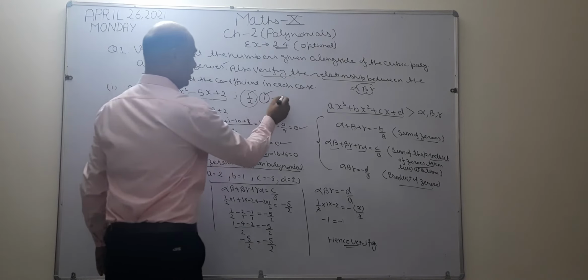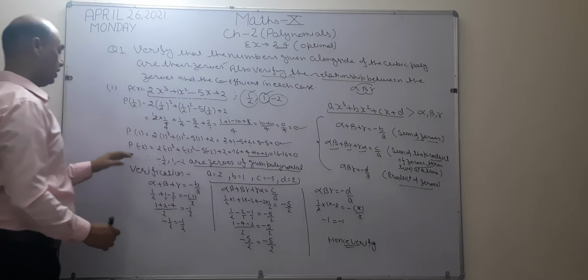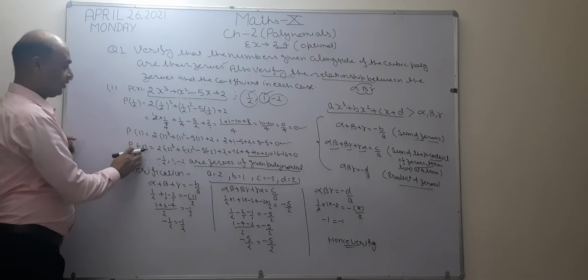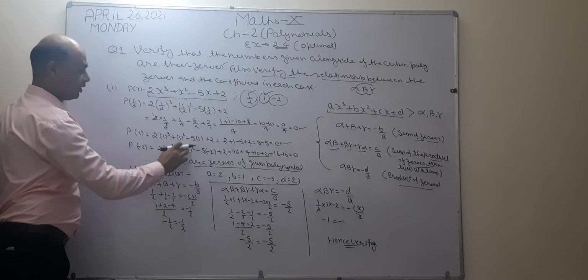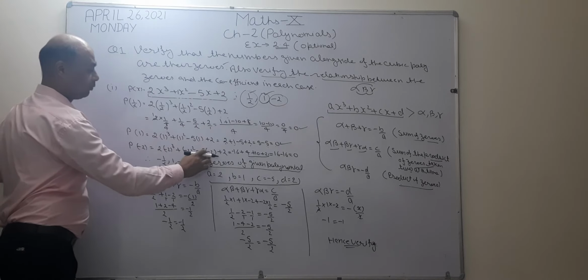Now I want to check whether minus 2 is a zero or not. Now see here, instead of x, I write minus 2. The 2 is the same, x becomes minus 2 cube, x square becomes minus 2 square, and x becomes simply minus 2.